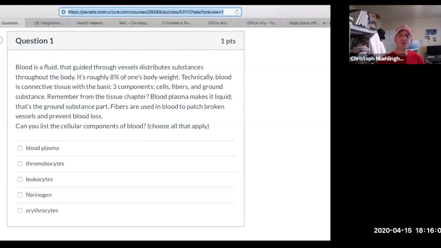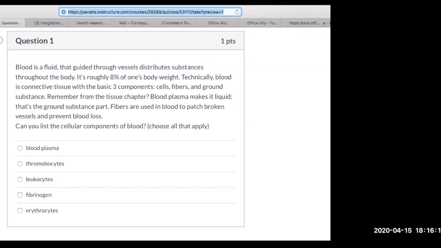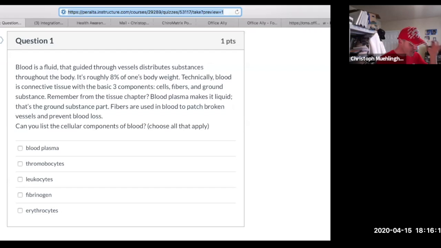Technically, blood is connective tissue with the basic three components: cells, fibers, and ground substance. Remember from the tissue chapter? Do you remember that? Yes. Maybe. Well, you can always look back, right?